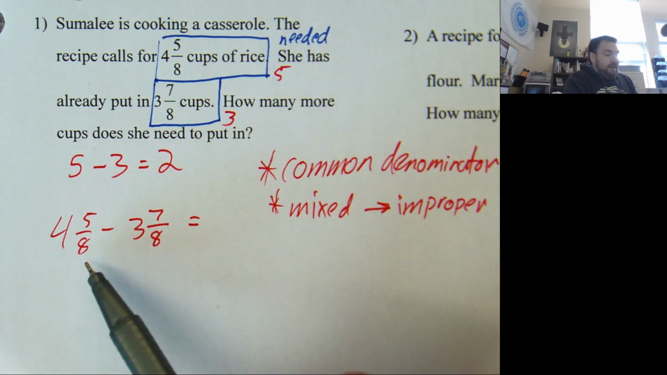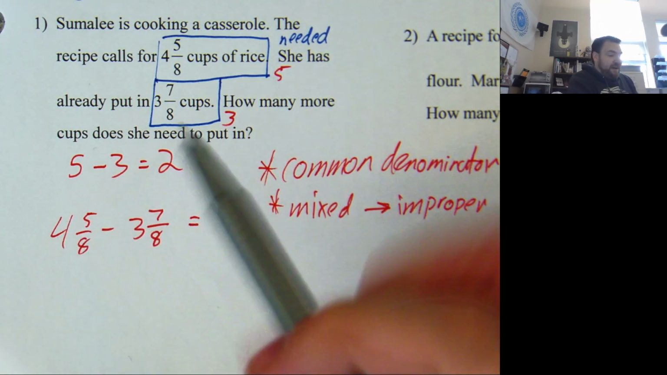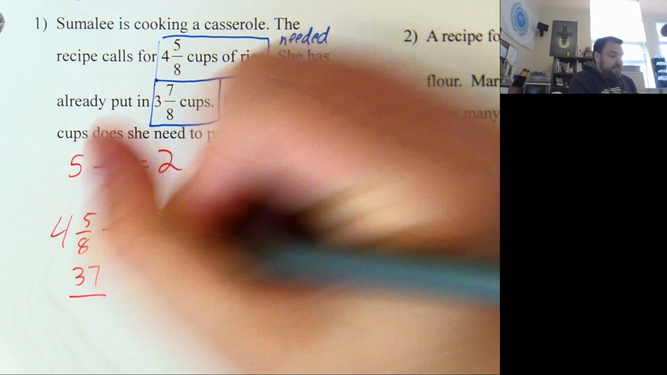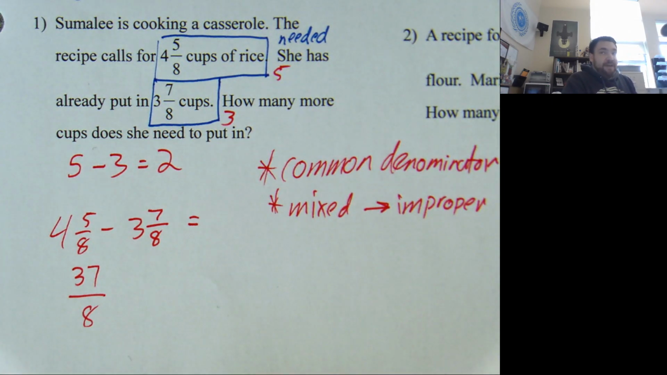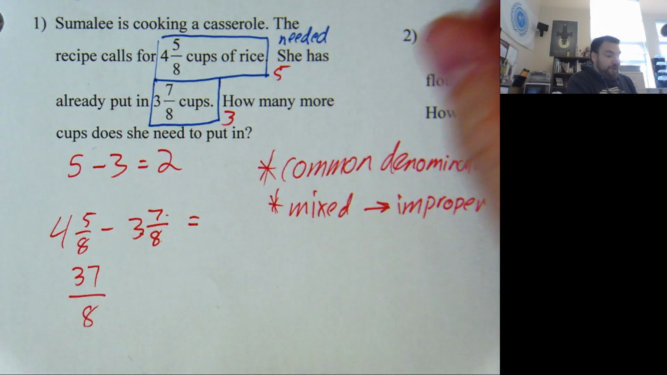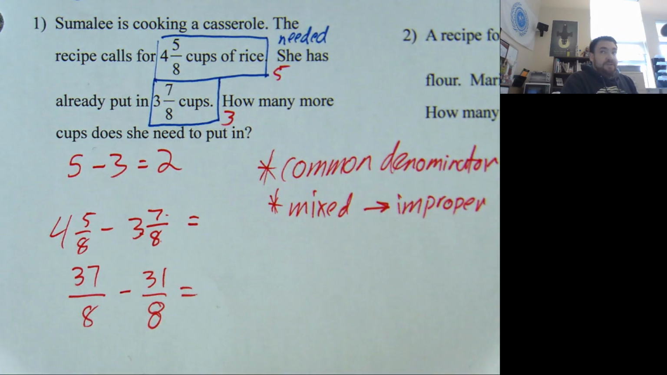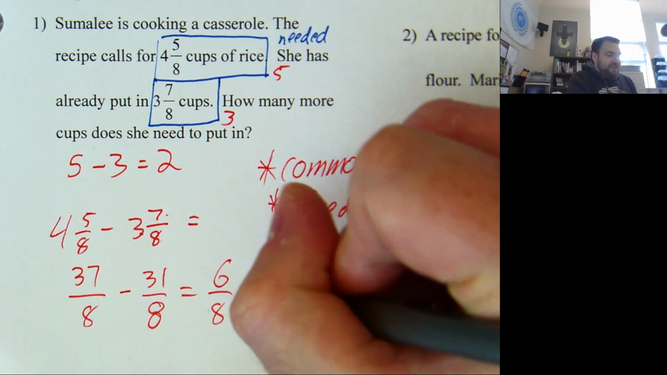So to make them improper, I multiply the denominator by the whole number and add that to the numerator. So 8 times 4 is 32 plus 5 is 37. And the denominator stays the same. 8 times 3 is 24 plus 7 is 31. So how much rice do I need? Or Sumali, how much rice does Sumali need? 6/8, which is how much?